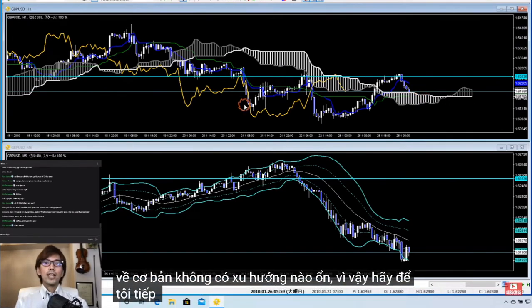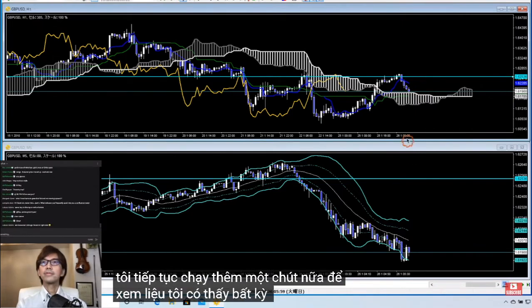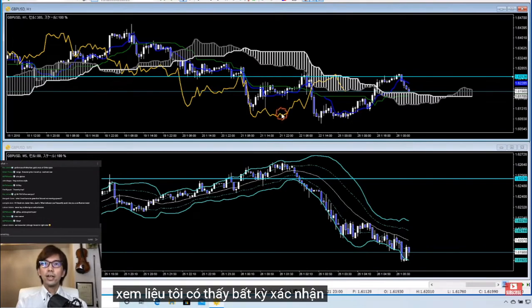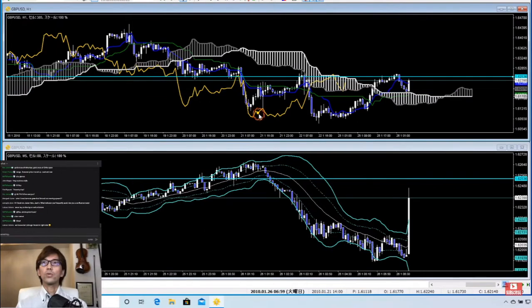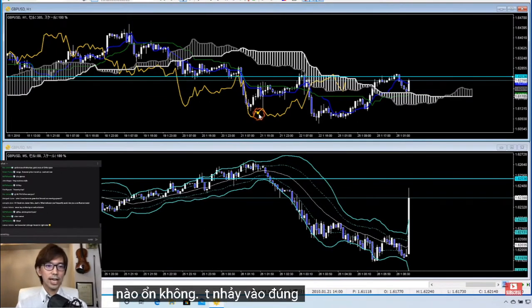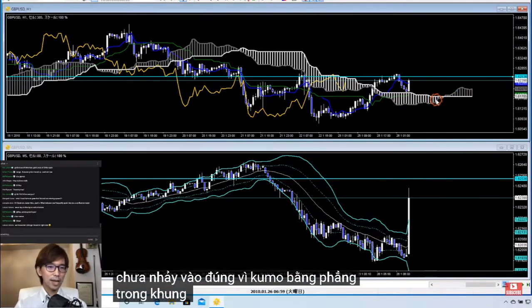Okay, so let me keep running a little bit more to see if I see any confirmation. All right, so let me keep running a little bit more based on the 1 hour. So, okay, there is a spike up, but I don't jump in yet, right? Because the Kumo is flat in a bigger time frame.